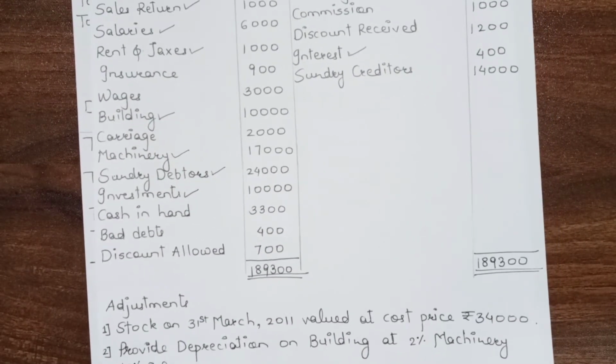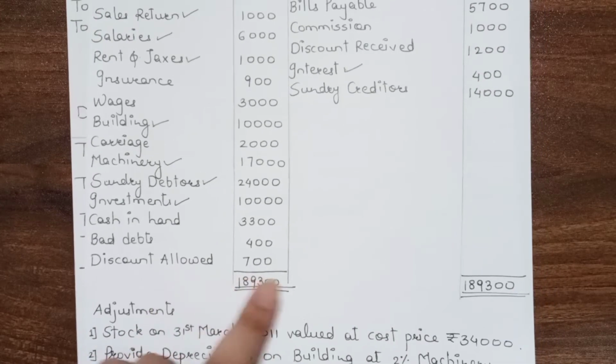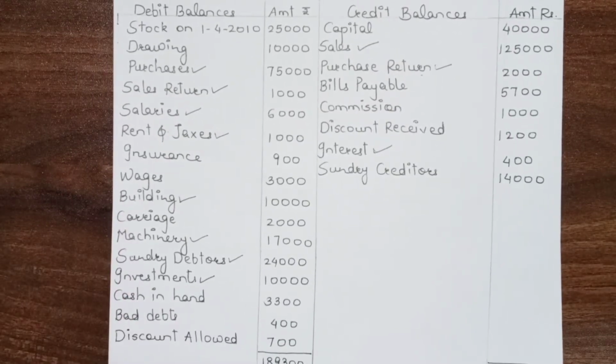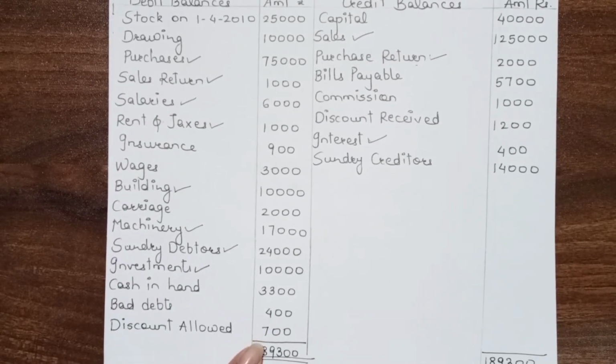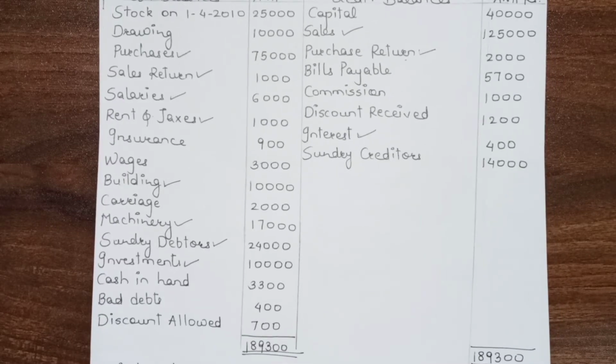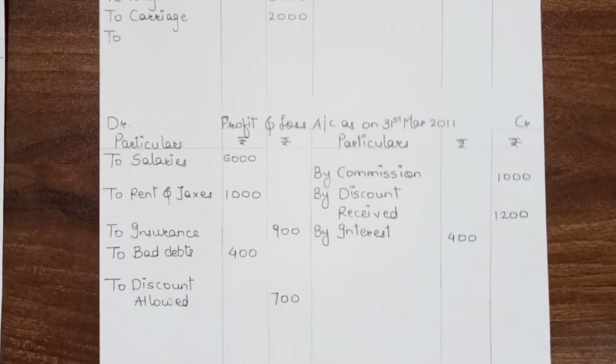Next one, discount allowed, 700. Now here just be sure where the discount is given. It is given on the debit side. That means you are allowing discount to your buyers, so it is a loss for you. You are not receiving the discount, but you are providing it. That is why it will appear in the profit and loss account debit side. Amount in the outer column, 700.